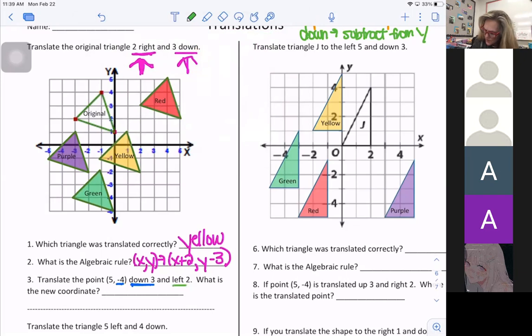And then it says left 2. What is that dealing with? That's dealing with x, right? Now, it says, what is the new coordinate? I'm going to start with x because x comes first, right? So I'm going to look at the x and say, okay, I have 5 and it's left 2. So what am I doing?